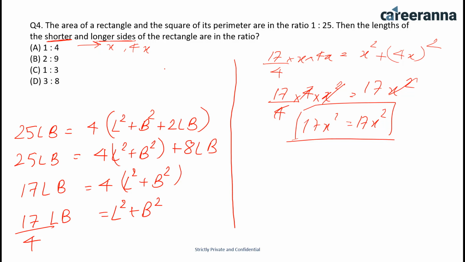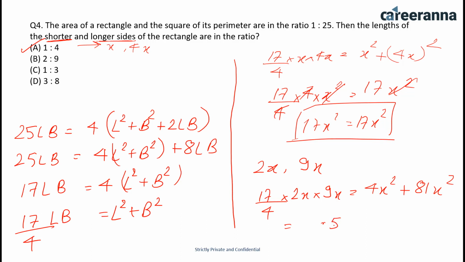Now we need to solve this question with other values as well. So in other words, I can say this is my answer, but I'll check it for second option as well. So 2x and 9x. So 17 by 4 into 2x into 9x. 2x square is 4x square, 9x square is 81x square. So this value comes out to be in decimals, whereas this value comes out to be integer. So I can say this is not my answer.